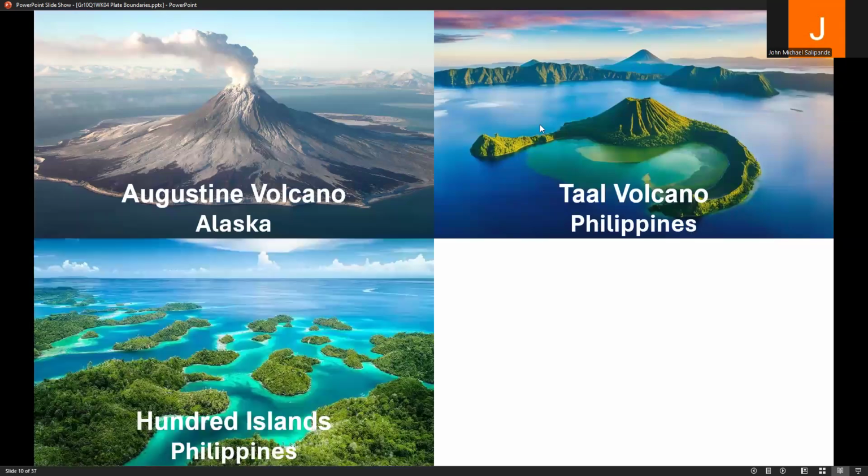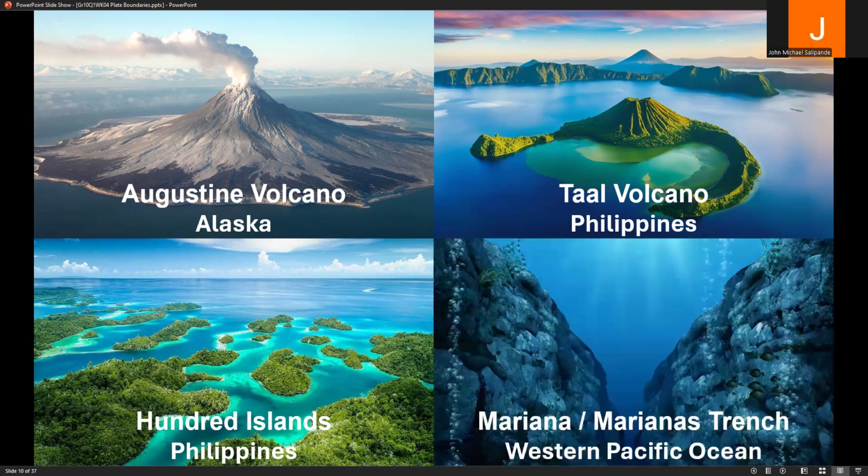For islands, remember we have 100 islands in Pangasinan, Philippines. And for trenches, just beside the Philippines, we have the deepest trench called the Marianas Trench, which is found in the Western Pacific Ocean. So these three, volcanoes, islands, and trenches, are the offshoots of oceanic convergence.